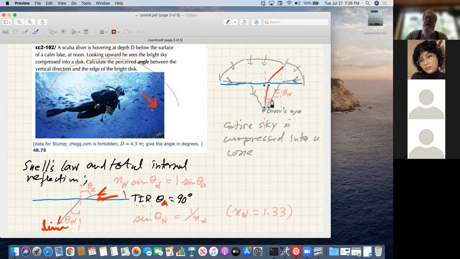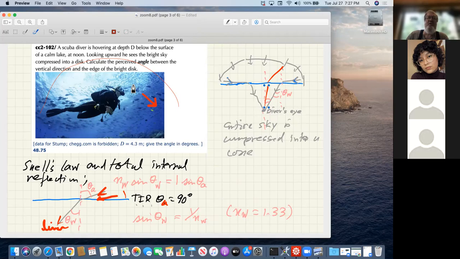Now that's the angle between the ray of light and the normal. But if you think about the geometry here, that's the same as the angle from the ray of light to the vertical direction. The normal is vertical. So you see here I have parallel lines cut by a line, the two angles will be equal. So this angle, which I calculate from optics, is the same as this angle, which is the angle of the cone of light. So the entire sky is compressed into a cone, and you see that in the picture here.